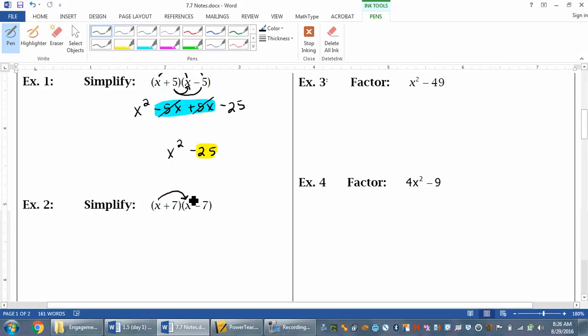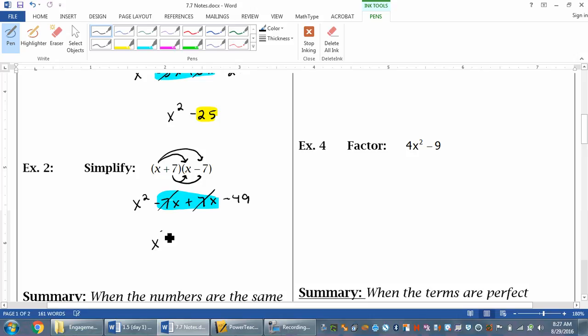Again, I'm going to distribute. x times x is x squared. x times negative 7 is negative 7x. 7 times x is positive 7x. And then 7 times negative 7 is negative 49. Again, when I combine my middle terms, they cancel out because negative 7x plus 7x is 0. So what drops down is x squared minus 49. Again, we should recognize that 49 is also on the perfect squares list.